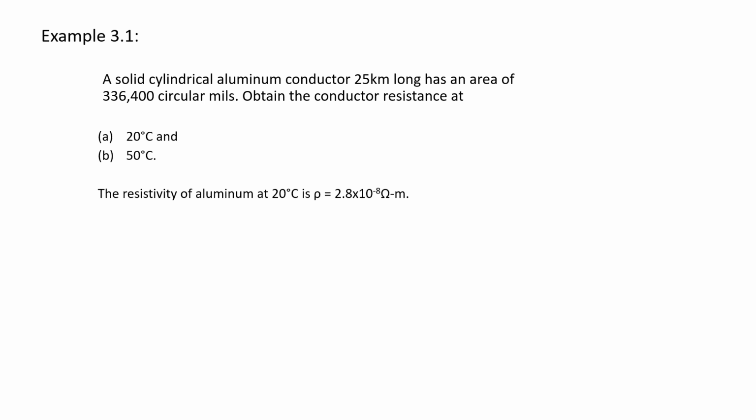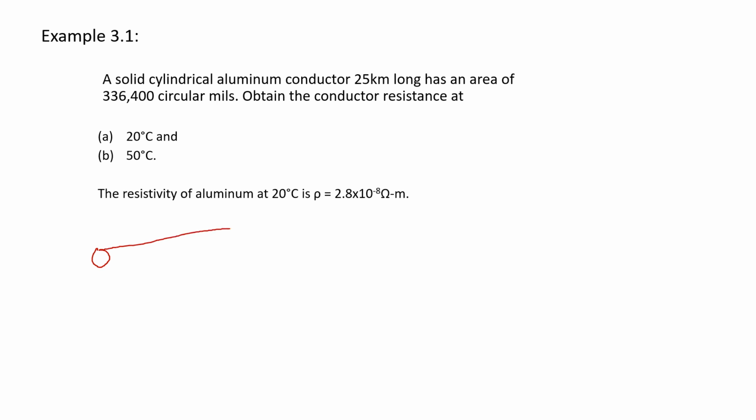Example 1. A solid cylindrical aluminium conductor is 25 km long and the area of the conductor is 336,400 circular mils. Obtain the conductor resistance at 20 degrees Celsius and 50 degrees Celsius. The resistivity of aluminium at 20 degrees Celsius is ρ = 2.8 × 10^-8 ohm meter. So let's say we have a conductor.